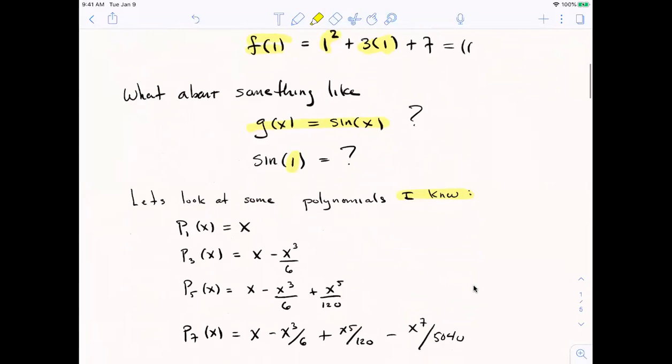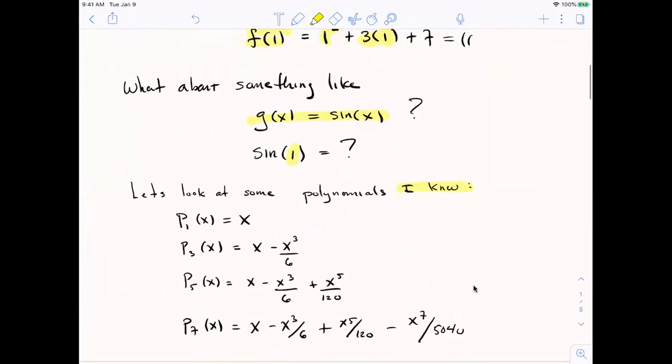But for right now, I'm just pulling these things out of thin air. And I've written down 4 of them, and I gave them kind of weird names, P1, P3, P5, P7. So you'll notice I'm kind of skipping even numbers. That's because I'm just putting the subscript so that it matches the highest degree of x. All right. So I won't say anything else.